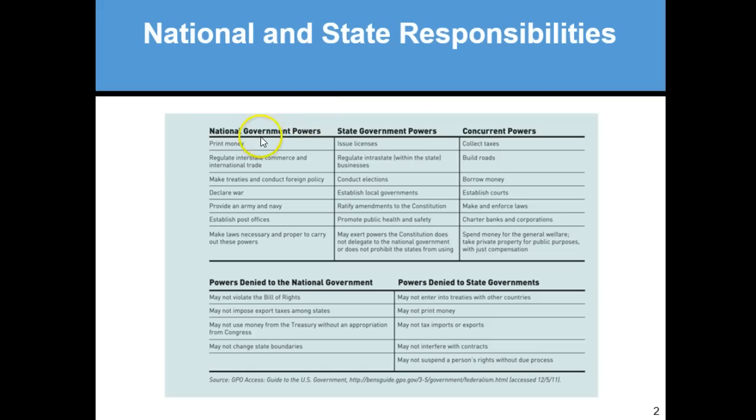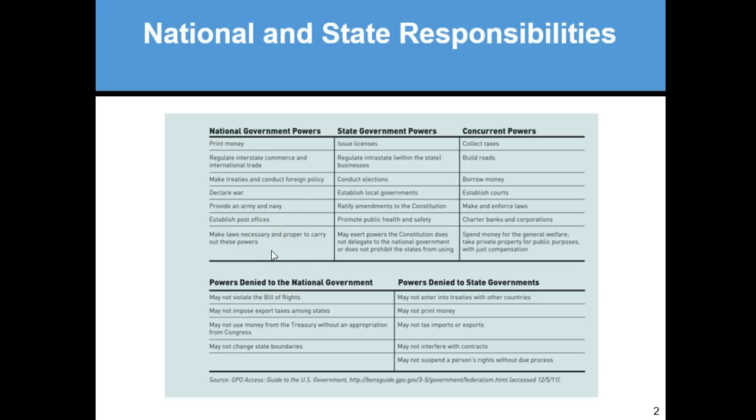And the first power is the power to print money. Secondly, the power to regulate interstate commerce and international trade. Now, this is a very important power because it gives the federal government a lot of leeway, and we'll look at that in a minute. The power to make treaties and to conduct foreign policy. The power to declare war. The power to provide for an army and a navy. The power to establish post offices.